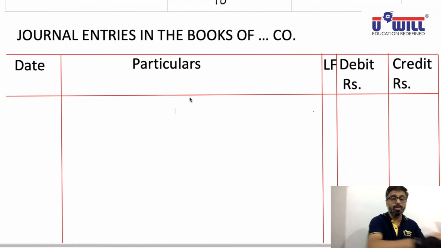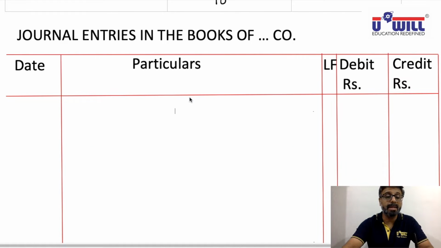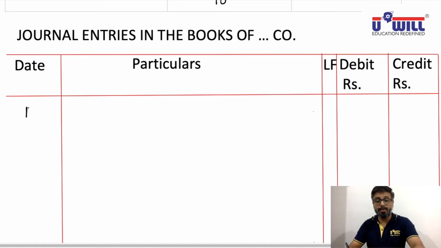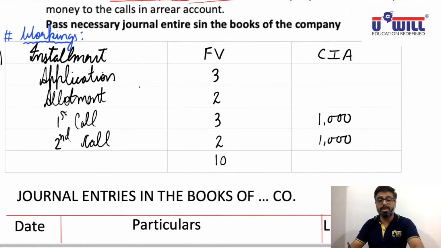So all of you should have done with the formats. Let's take up with the entries now. Now as we discussed in the earlier lectures, first entry is receipt of application money.